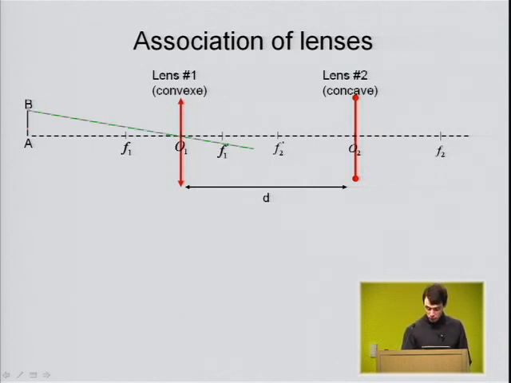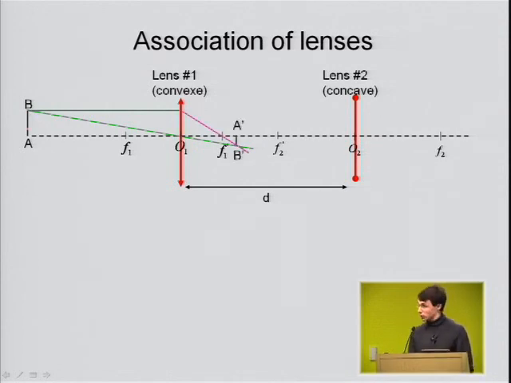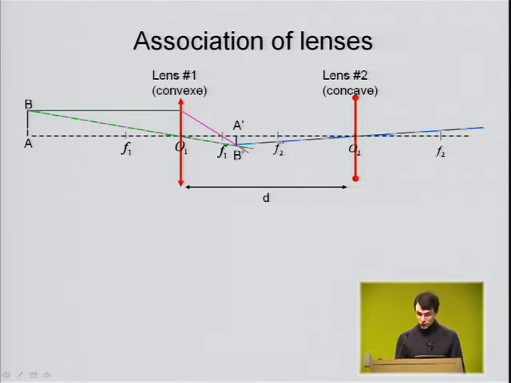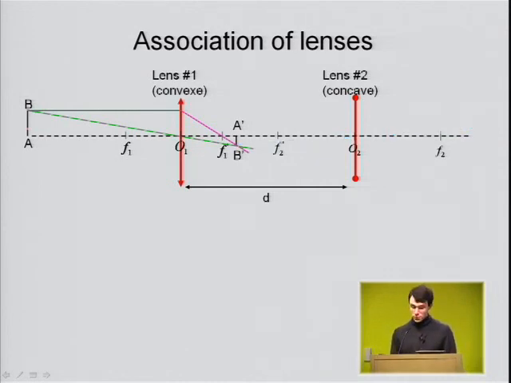The first one going through O1 is not deviated. The one parallel to the optical axis will go to F1 prime. So where's my image? Right here. This is the image A prime, B prime of AB through lens 1. But now A prime, B prime, which is the image from my convex lens number 1, is the object for the lens number 2, my concave lens.